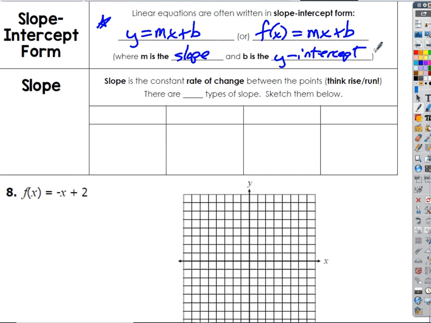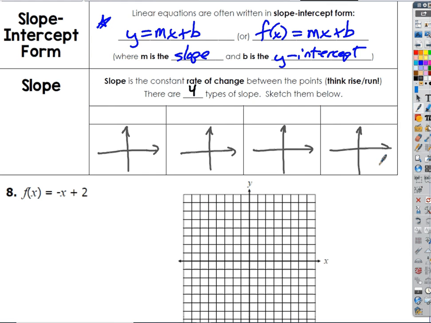Okay, so remember now, the slope, just brief, you guys have dealt with slope for years and years. Slope is just the constant rate of change between points. So we always want to think rise over run, right? Slope is rise over run. So going between 2 points, I can always make a slope triangle, and I'm going to rise vertically and run horizontally, okay? So there are 4 different kinds of slopes, and let's just look at how each slope impacts what the line looks like.